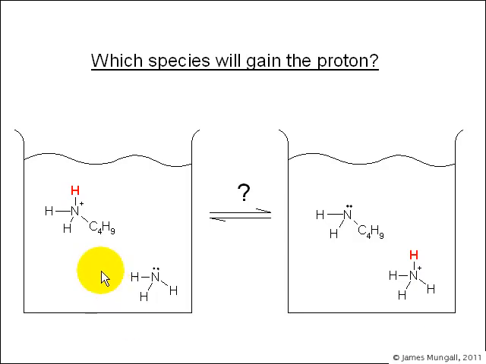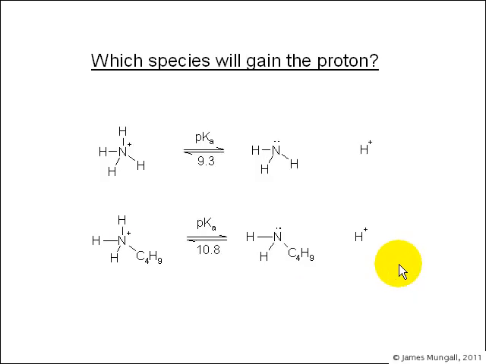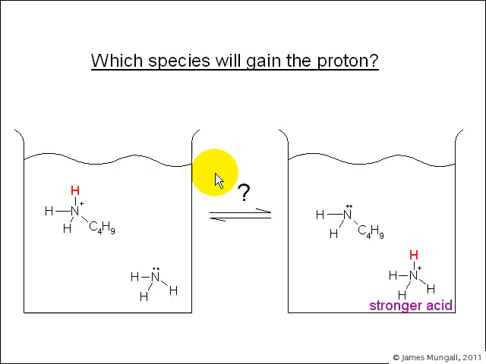On the face of it, very similar molecules, both amines, but one has an alkyl group attached. Once again, we're thinking which way will this equilibrium lie? In other words, which of these molecules is going to gain the proton? And to work this out, we need the Ka values. For NH4+, pKa is 9.3, and for the C4H9NH3+, it is 10.8. Now, a larger pKa value would mean a smaller Ka value, since Ka is 10 to the power minus the pKa. So the Ka value for the NH4+ is larger, and therefore that is the stronger acid. The stronger acid is more likely to lose the proton, and so this equilibrium would favour the left-hand side.